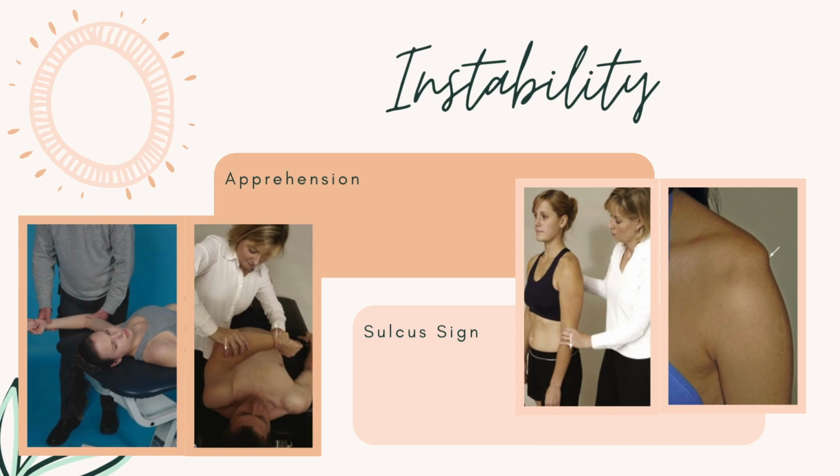Shoulder instability. So we're going to talk about the apprehension test and the sulcus sign. Apprehension can be performed two ways to bias either the anterior capsule or the posterior capsule. You're going to do it in supine, with the trunk supported. For anterior, it's going to be the picture on the left. You're going to abduct the arm to 90 degrees, and then you're going to externally rotate the shoulder slowly.